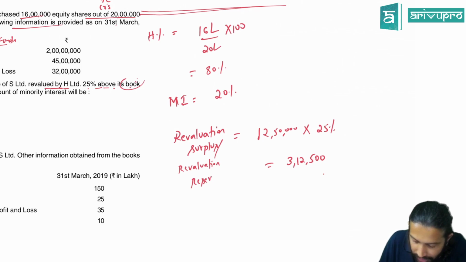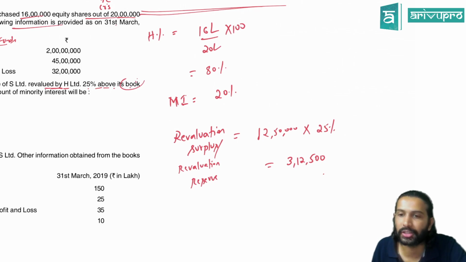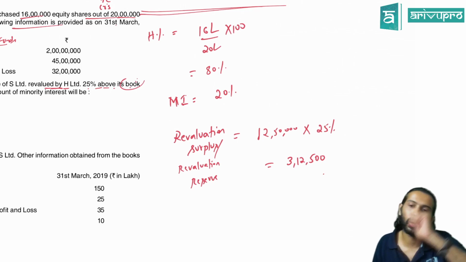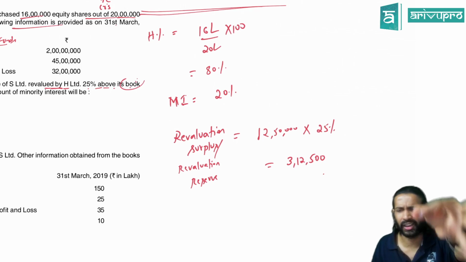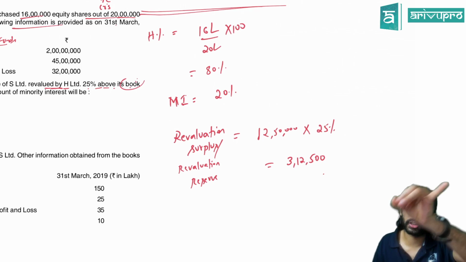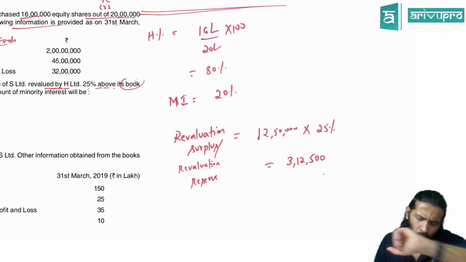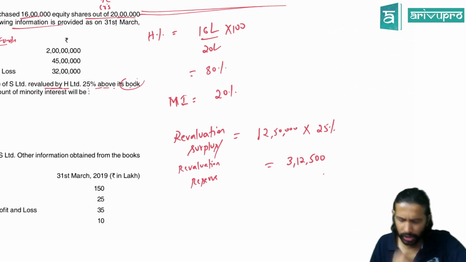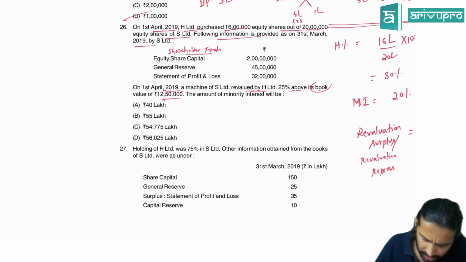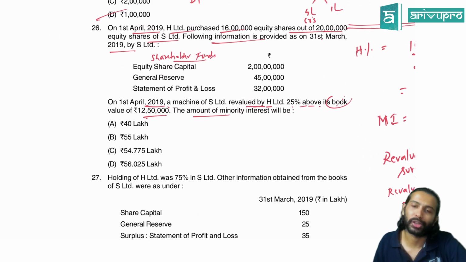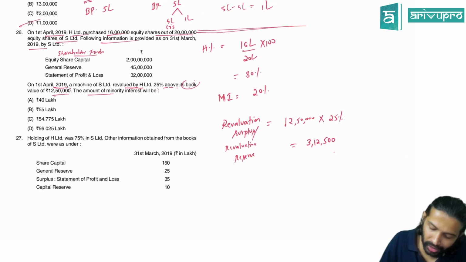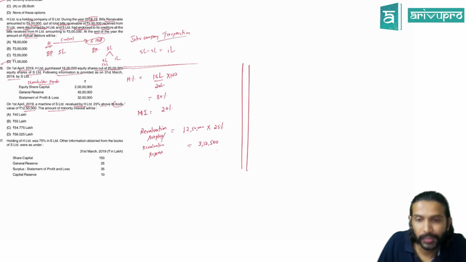Where will any reserve come under? Where will you show all the reserves? Under shareholders funds only. All the reserves and surplus, whether CRR, DRR, revaluation reserve, general reserve, P&L, securities premium, all this you will show under shareholders funds only. Check what they are asking in the problem. The amount of minority interest will be how much? How much will you show as minority interest is what they're asking, guys.